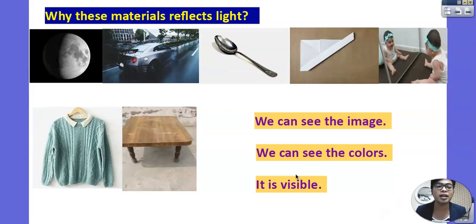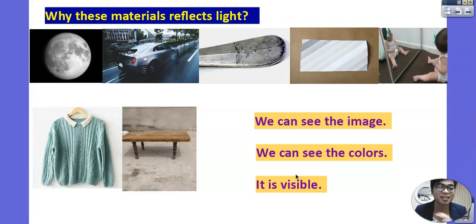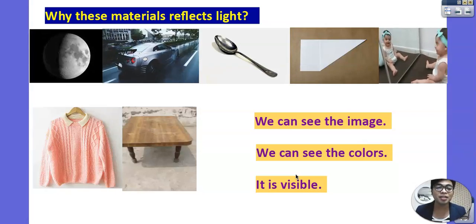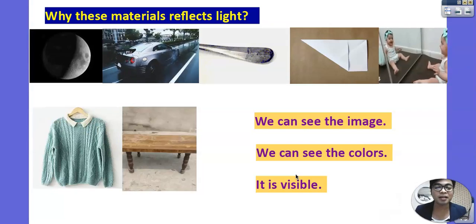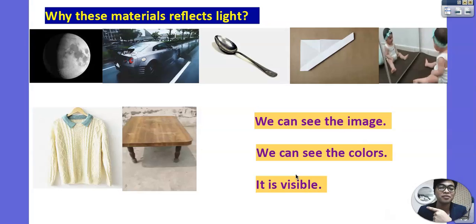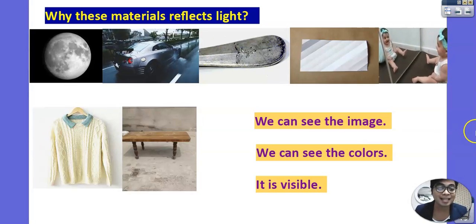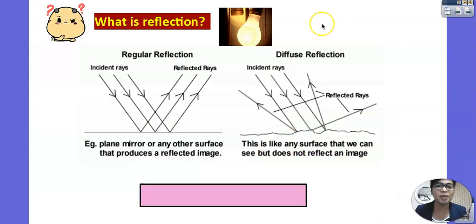So we're going to take a look here why we see colors in our next topic that will be next week, so hang on with that. And plus, we know that all of these materials reflect light because of the very reason that it is visible. That means we can see those objects.